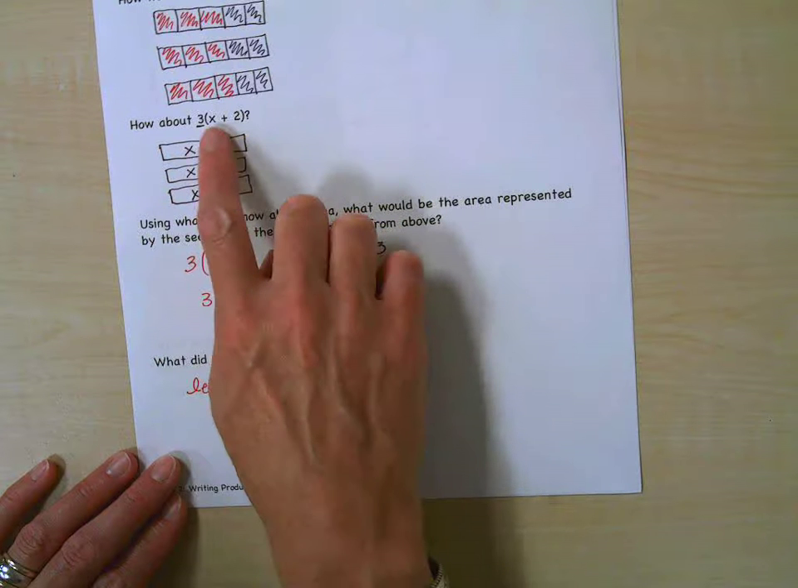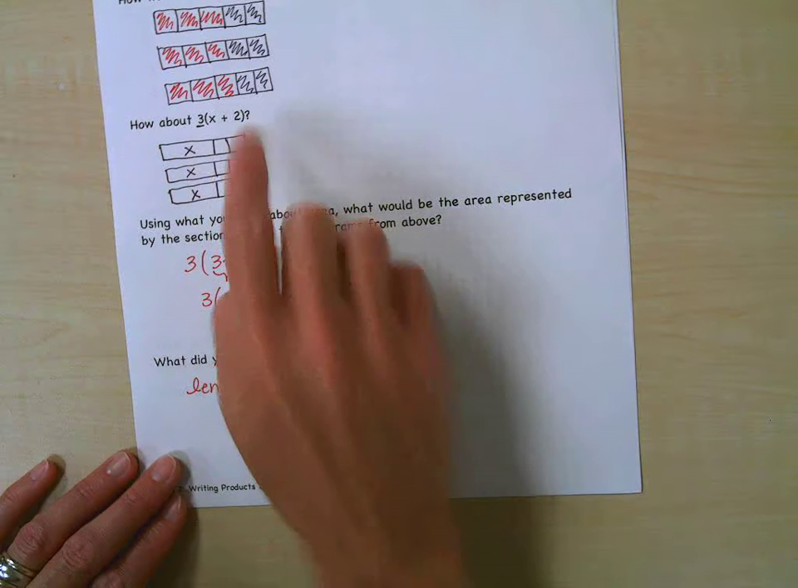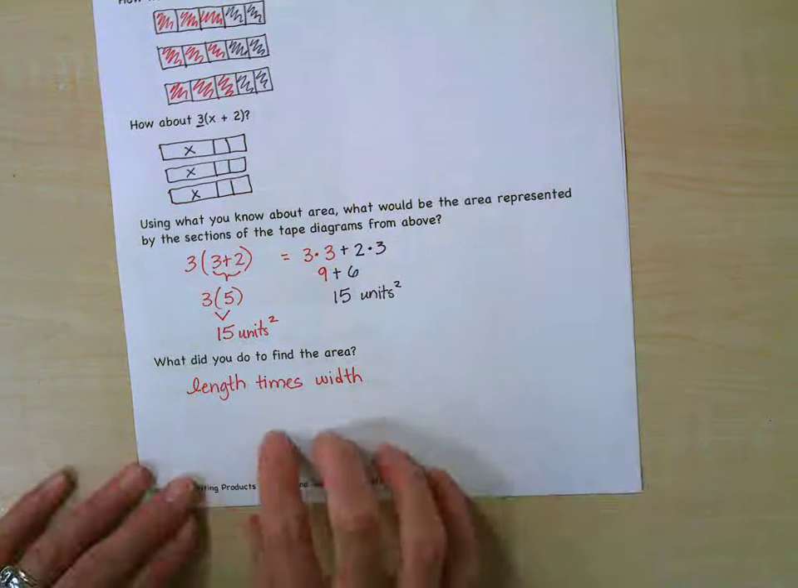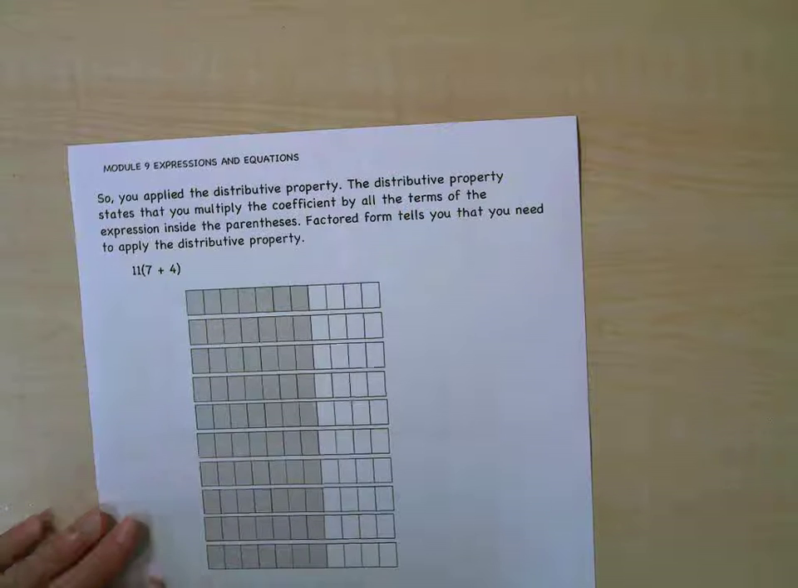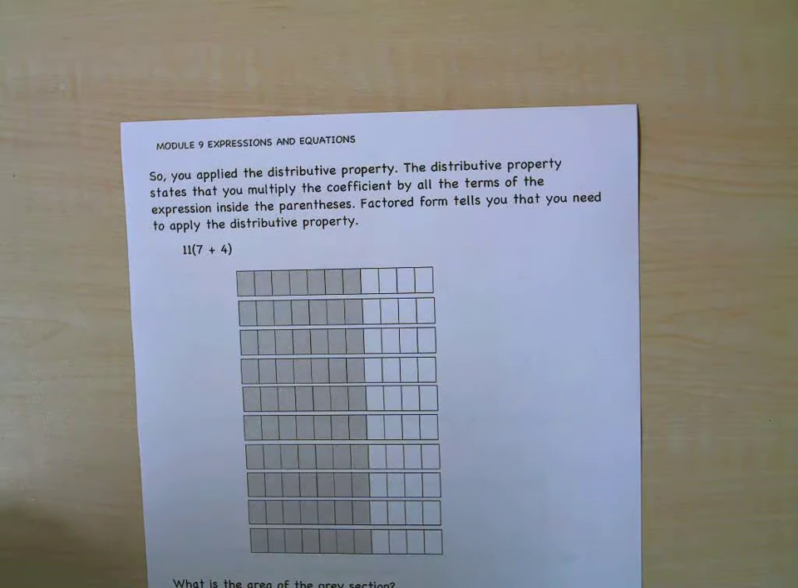Set it up the same way I did right here, except you're using this quantity right here. Got it? So I'm going to be looking for that in your notes. Okay, so moving on to the next thing that I want to go over with you. So you applied the distributive property just now.